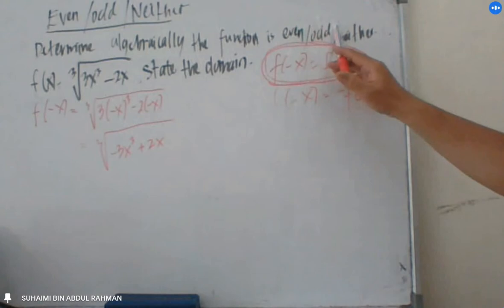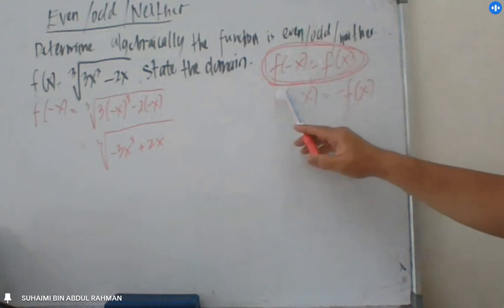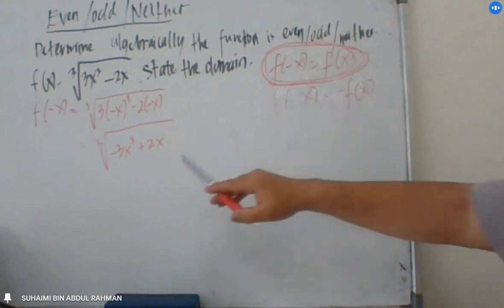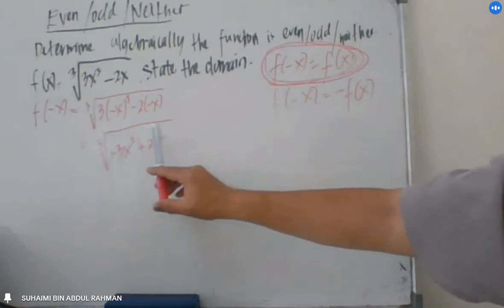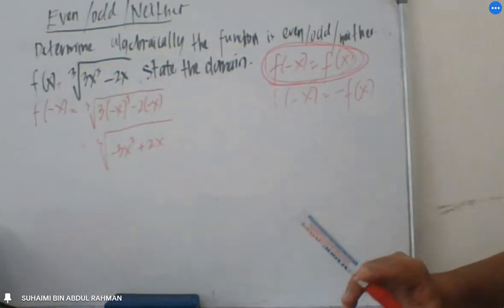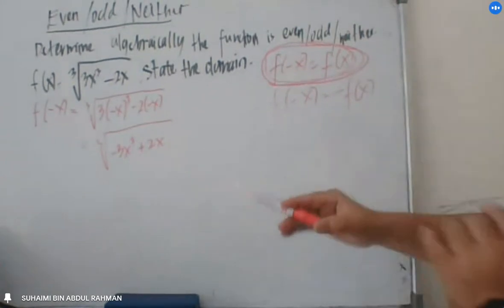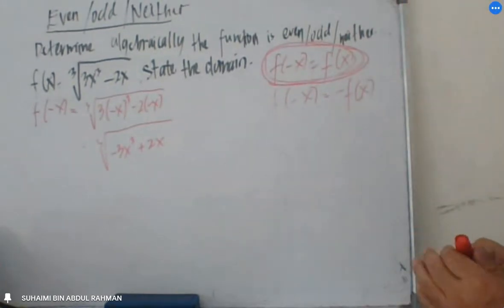Now we want to test for odd. Odd is this: f(minus x) is minus of f(x). So we have to change in terms of minus on this, and we have to show. If we cannot show, yes, it is neither.